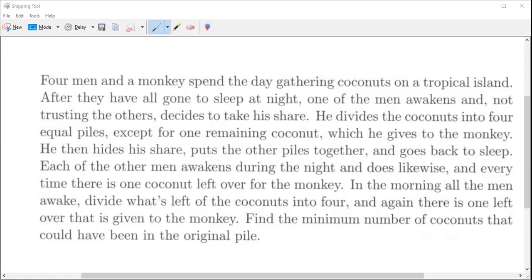men awake and divide what's left of the coconuts into 4. Again, there is one left over that is given to the monkey. Find the minimum number of coconuts that could have been in the original pile. That's the question: find the number of coconuts that could have been in the original pile.